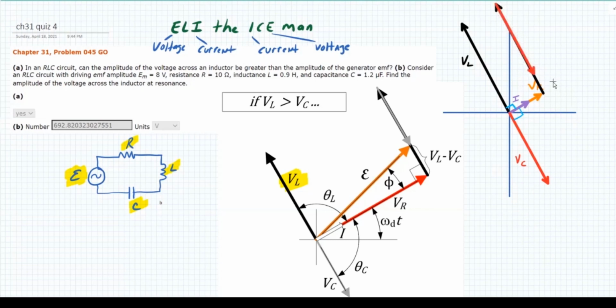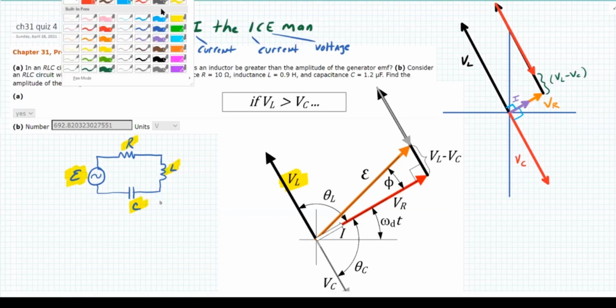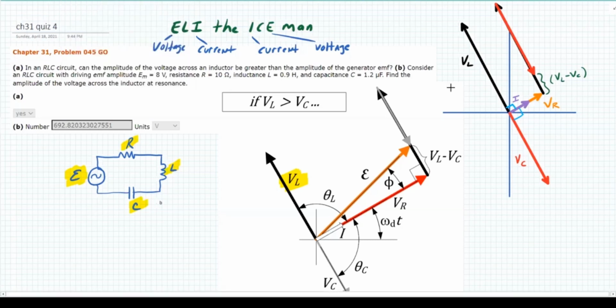Okay. So what's the net result? Let me move some things around. This is right here. This is going to be VL minus VC. And here's the net result: first tail to last head. I will use blue. Okay, ready, set, go. There. Okay, so this is going to be my EMF.